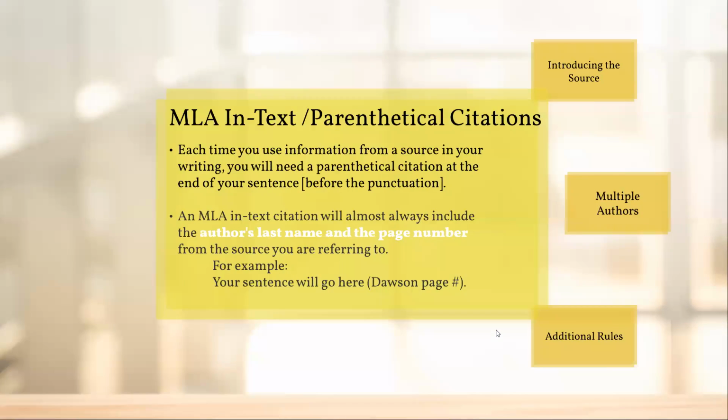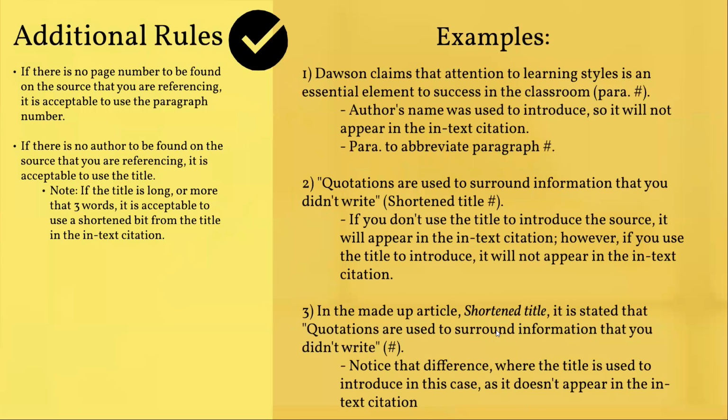A few other last minute items I want to mention here. If there is no page number to be found on the source that you're referencing, it is acceptable to use the paragraph number, and we're going to jump over to example number 1 just to get a quick look at a scenario for this. So number 1 reads, Dawson claims that attention to learning styles is an essential element to success in the classroom. Paragraph number. Now, paragraph is abbreviated to P-A-R-A, period, in this case. And you'll also notice that the author's name was used to introduce the source, so it did not appear in that in-text citation.